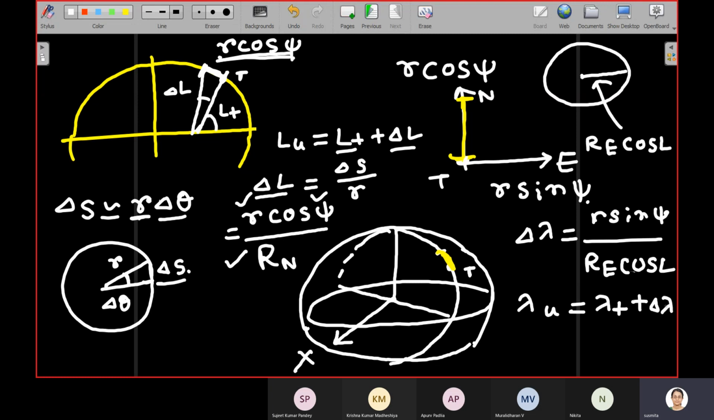By adding delta lambda to delta lambda t, you will get the user longitude. Now you can do this when r is small, okay? Then only you can do this. Otherwise you cannot. So once you get the user latitude and longitude, we know height is 0, you can find the XYZ coordinates. This is clear to everyone?